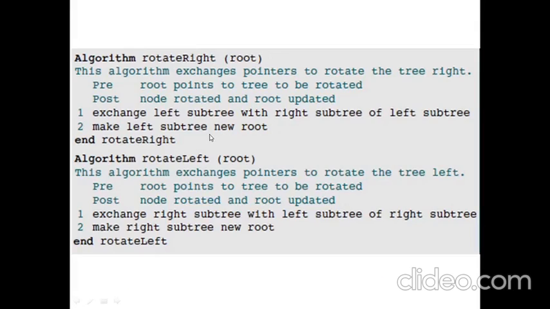So this is the algorithm which is doing the rotation. It is just mentioning what is to be done. In the case of rotate right, exchange the left subtree with the right subtree of the left subtree. So rotate right means that the node which is in the left subtree has to be moved towards the right side. That is when it becomes rotate right. Similarly, rotate left means that the current node which is in the right subtree becomes the root in the left subtree. So it gets moved towards the left side, and that is the idea behind rotate left.